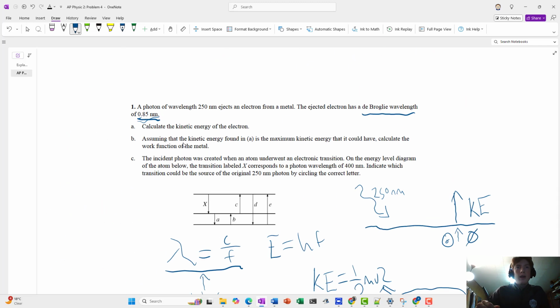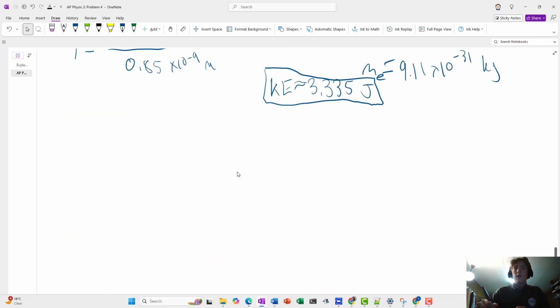Now our second part. So we got A, we're good there. Now the second part says B, assuming the kinetic energy found in A is the maximum kinetic energy that it could have, calculate the work function of the metal. So basically, they want this right here to be the kinetic energy max. Well, I know one equation on the AP equation sheet that relates to this. It is Einstein's: K max, so kinetic energy max, is equal to hf minus the work function.